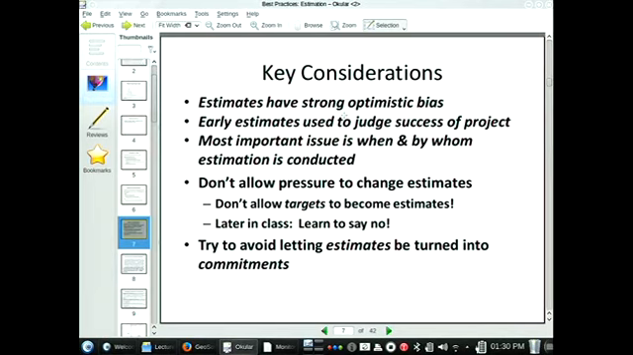And so a couple of principles here. Don't allow targets to become estimates. Don't allow these sort of aspirational goals to become when you will deliver it, right? And also don't engage in this sort of placating behavior. We'll say, well, okay, you really need it by then. Okay, I'm sure we'll be able to do it. And then you find you're not able to do it.